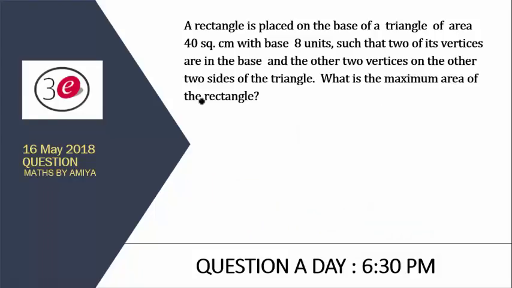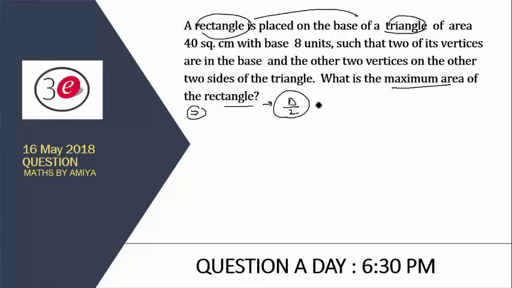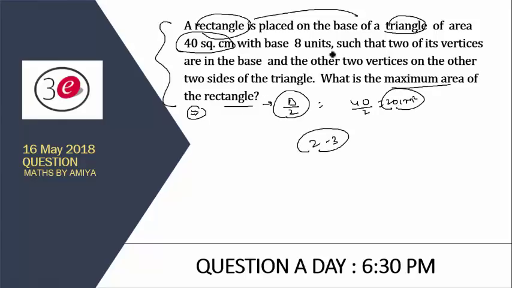So the solution, the shortcut and the concept of this question is, whenever you have a triangle and a rectangle inside a triangle, then the maximum area of the rectangle is nothing but half of the area of the triangle. So this is 40 centimeter square, so the answer will be 40 by 2, which is nothing but 20 centimeter square. And it is hardly a 2 to 3 second question after reading it. So the answer of this question is 20 centimeter square. Please remember this.